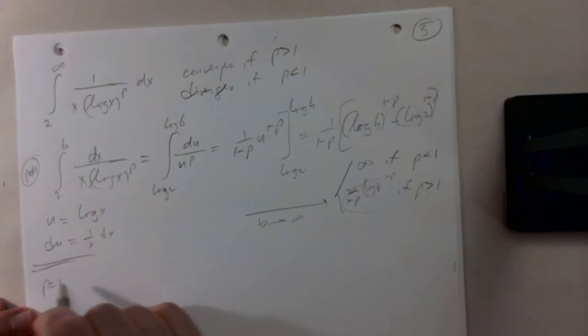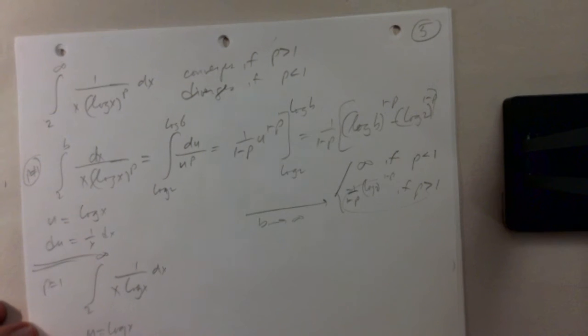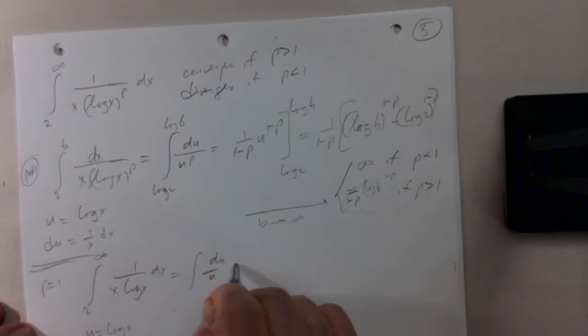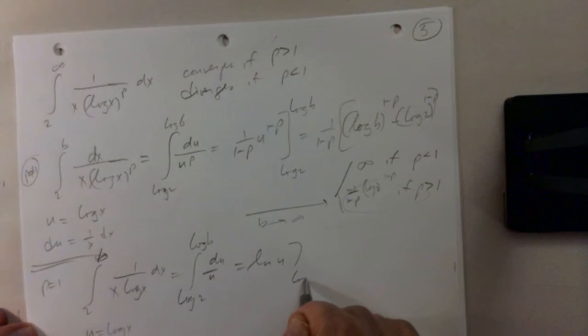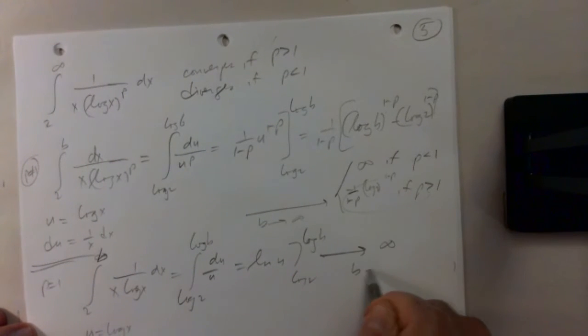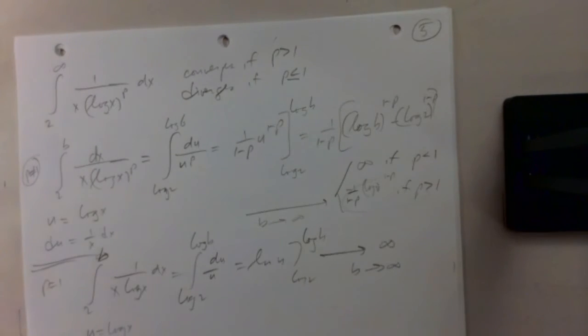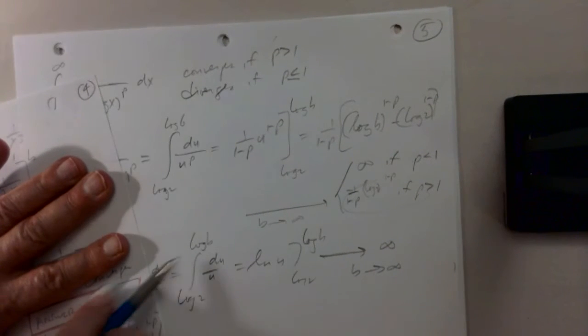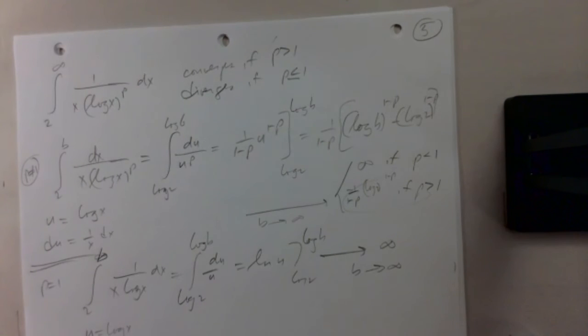And what about the case p equals 1? Then I have the integral from 2 to infinity, 1 over x log x dx. Again, I make my substitution, u equals log x, so du is dx over x. This becomes the integral of just du over u, which is log u, from log 2 to log b. And this also goes to infinity as b goes to infinity. So in fact, I did it backwards the first time. This diverges if p is less than or equal to 1. So this integral converges for p bigger than 1. That's what I should have said. You just have to do the improper integral carefully.